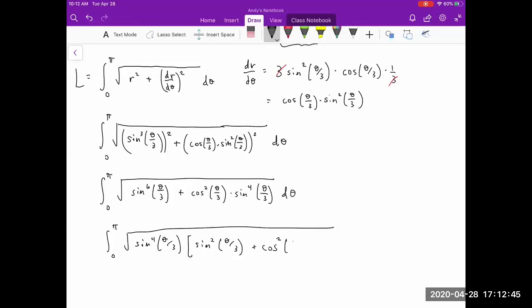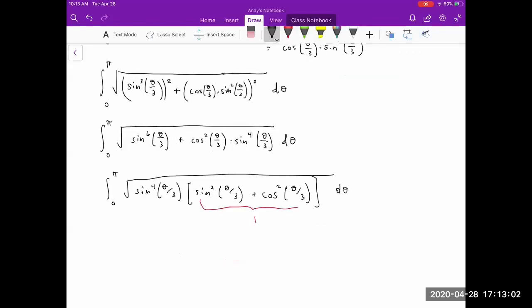And what's this? That's 1. It's just 1, because the angles are both the same. Sine squared plus cosine squared of the same angle is always equal to 1 by Pythagorean identity. And then d theta. So all we have left now is the integral from 0 to pi of the square root of sine to the 4th. And since square root is the 1/2 power, all we need to do is halve the power 4 to get sine squared. And we actually already did the antiderivative of sine squared.